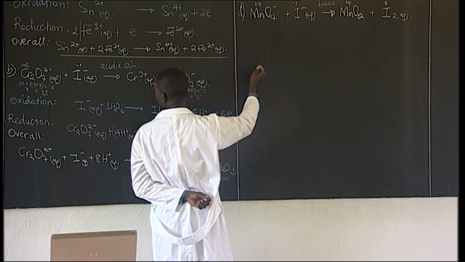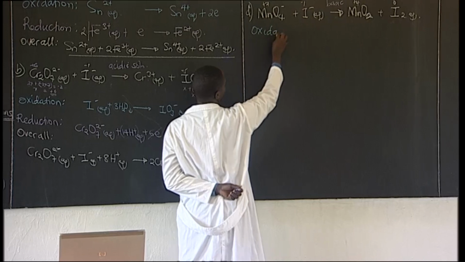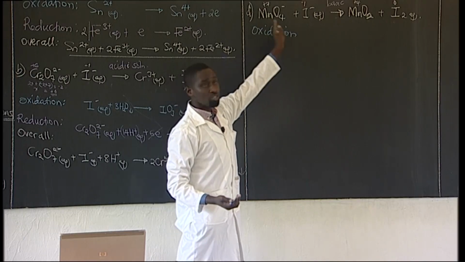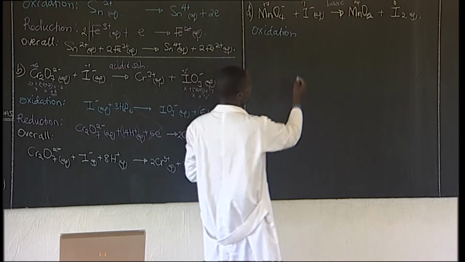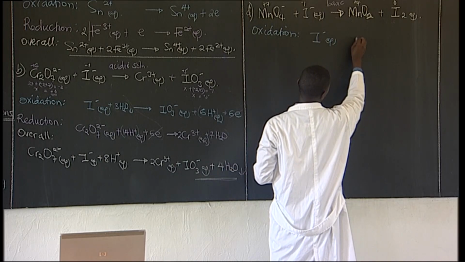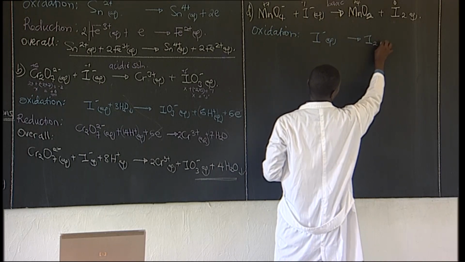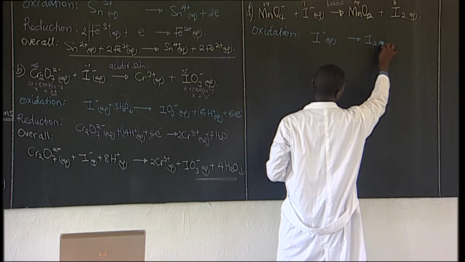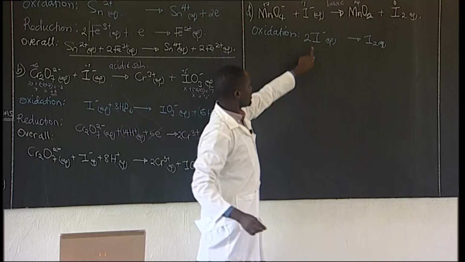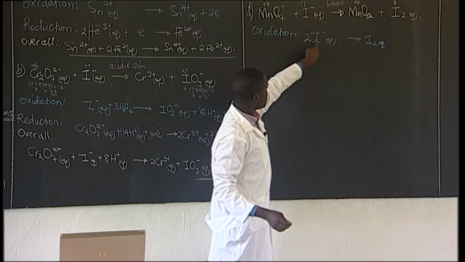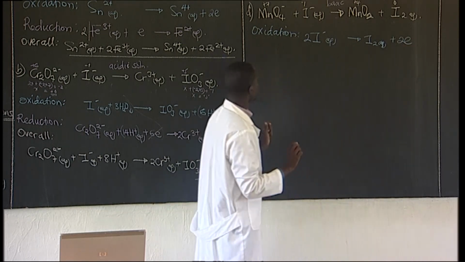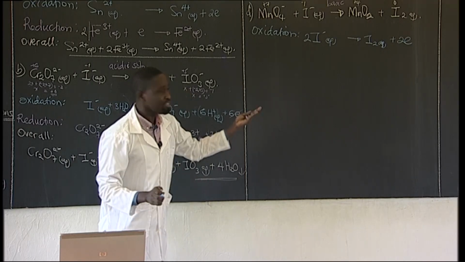I will quickly go to oxidation side. I've already seen my oxidation side by looking at the oxidation states. So oxidation side, here I have I minus going to iodine in aqueous state. So first principle, balance atoms. I balance them by putting a 2. Balancing atoms brings difference in charge. So I will balance the charge by putting a 2 there. That is oxidation done. Very fast.